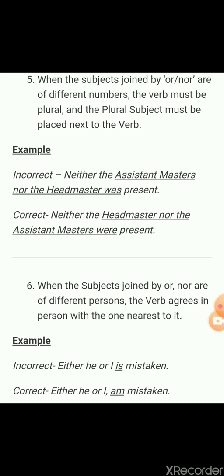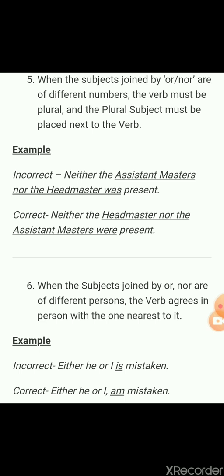Number 6. When the subjects joined by 'or' or 'nor' are of different persons, the verb agrees in person with the one nearest to it. So when we are compiling two subjects collectively, if the singular is near to the verb, then we will use the verb according to that subject. If a plural subject is near to the verb, then we will provide a plural verb. Look at the example. Either he or I is mistaken. Correct: either he or I am mistaken.